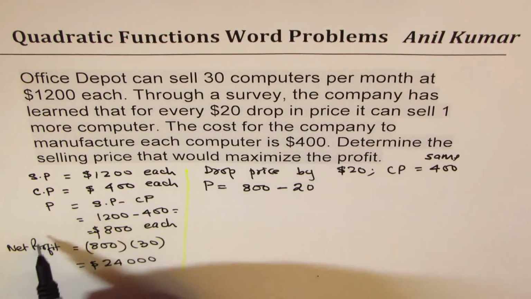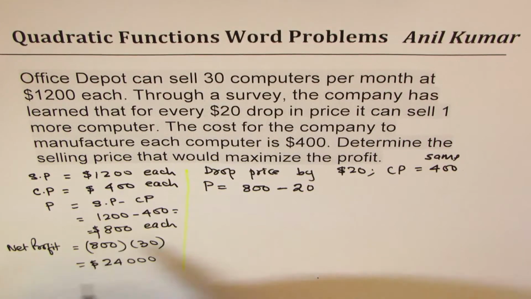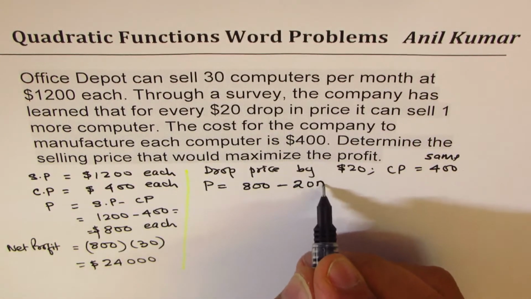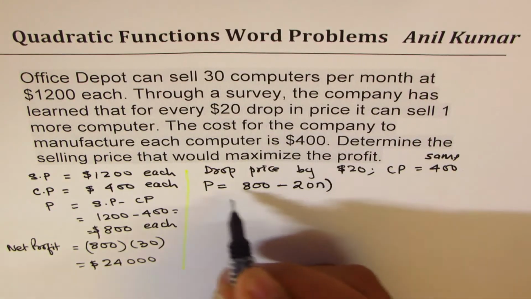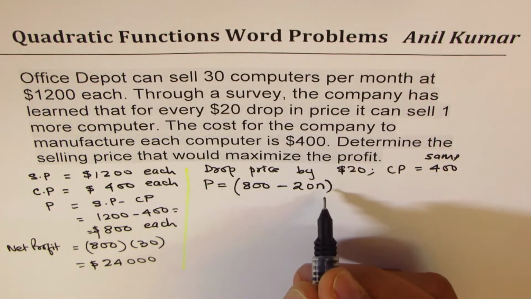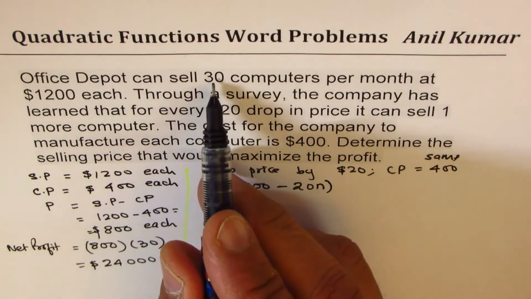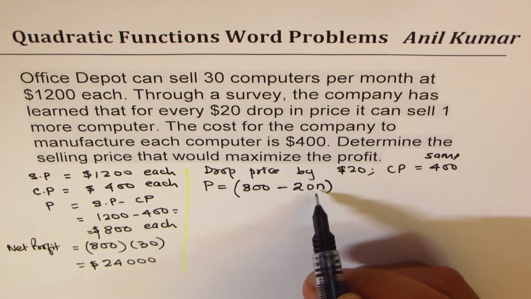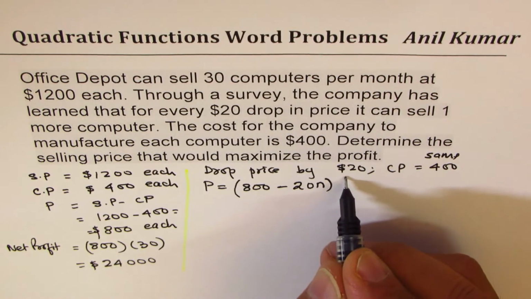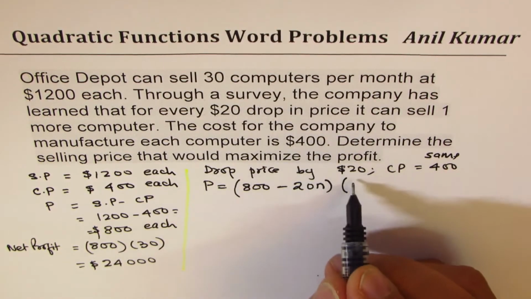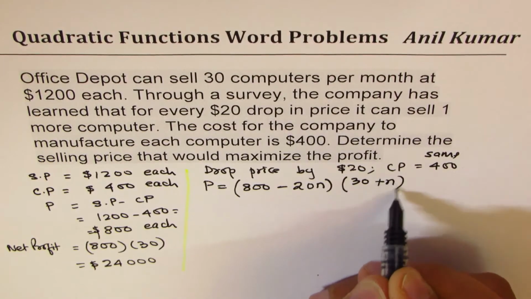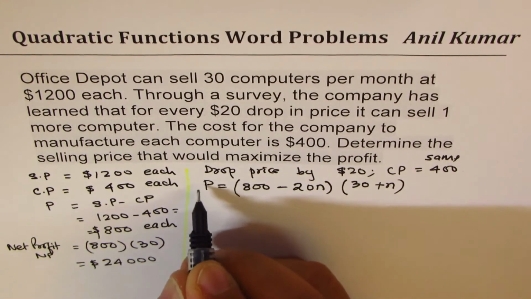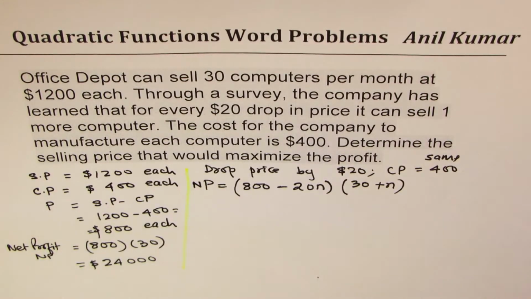Now, when we talk about net profit, we could actually drop by multiples of 20. So we can say 20N. And if we do that, then the sales will not be 30. It will be higher by 1 each time you drop $20. So it will be 30 plus N. Do you see that? So this is the net profit we're talking about. Net profit, right?